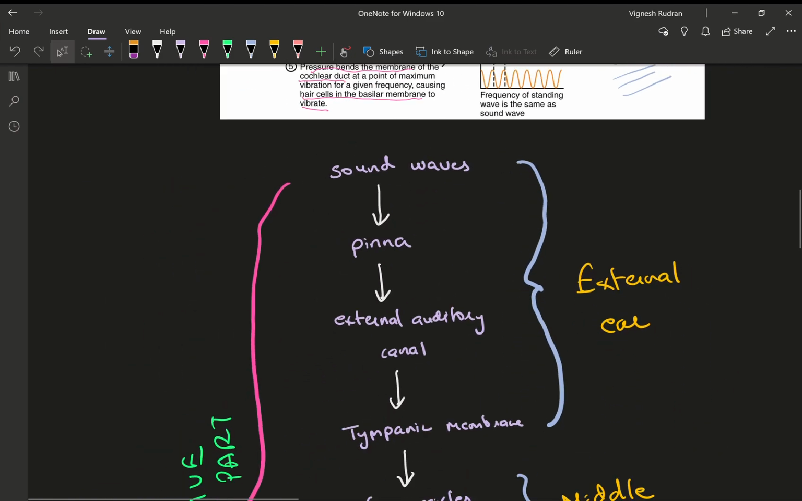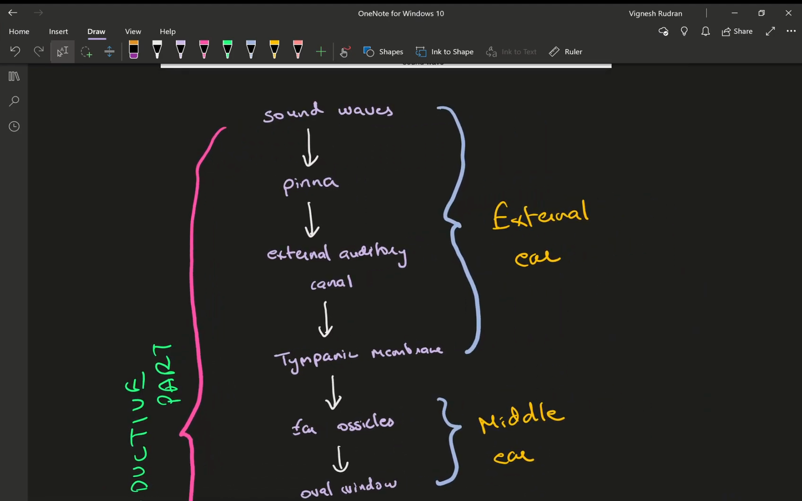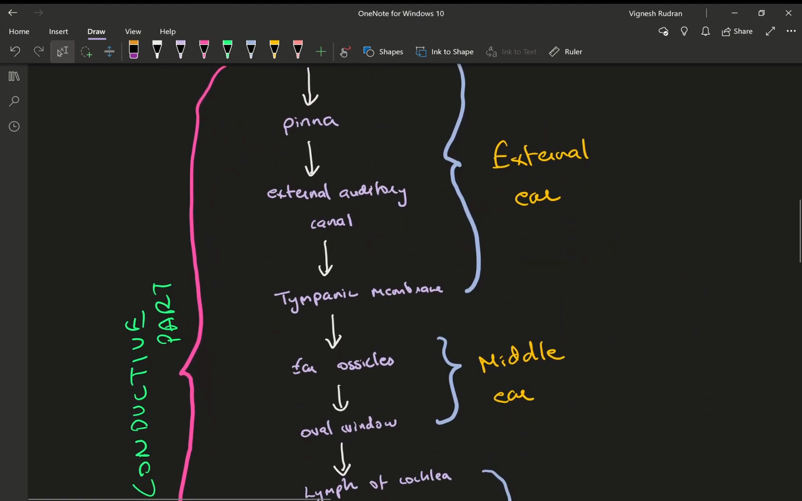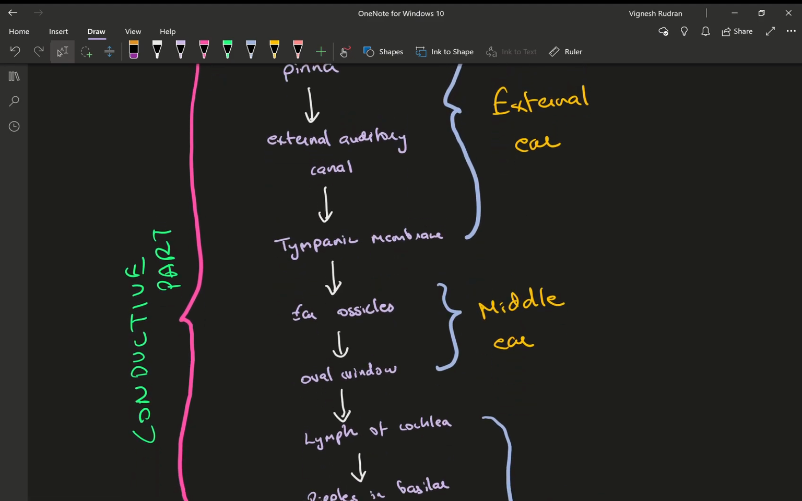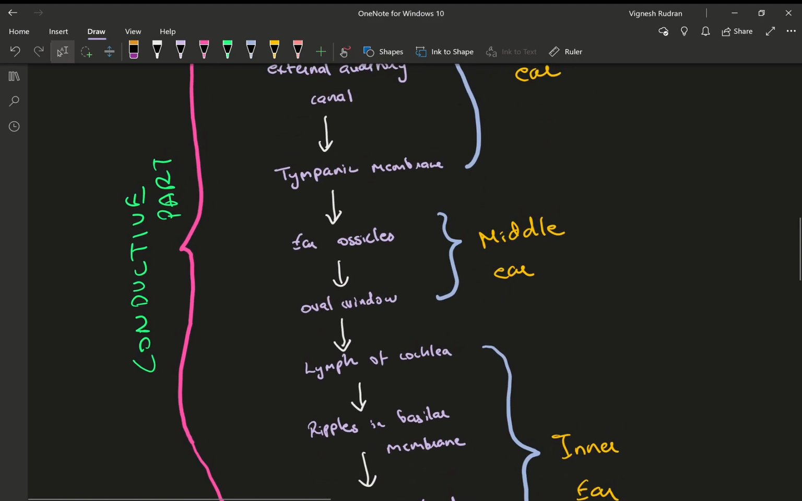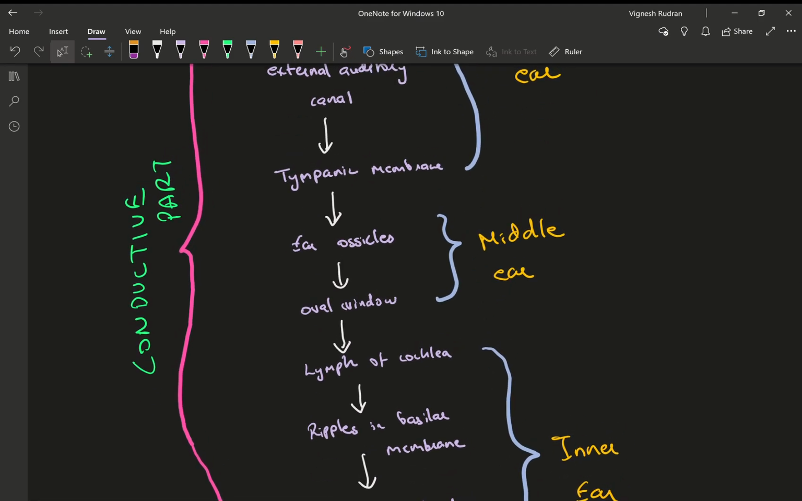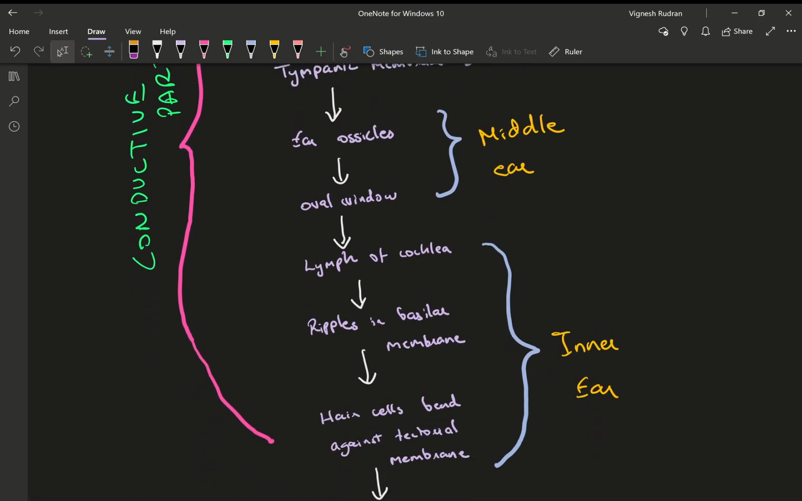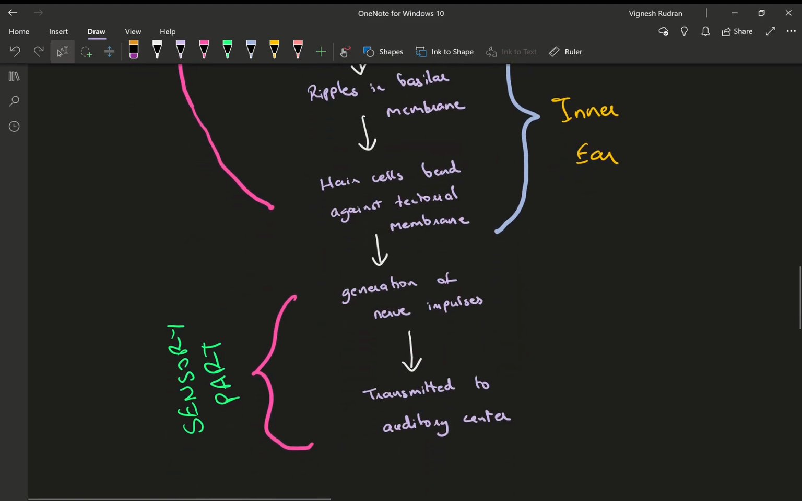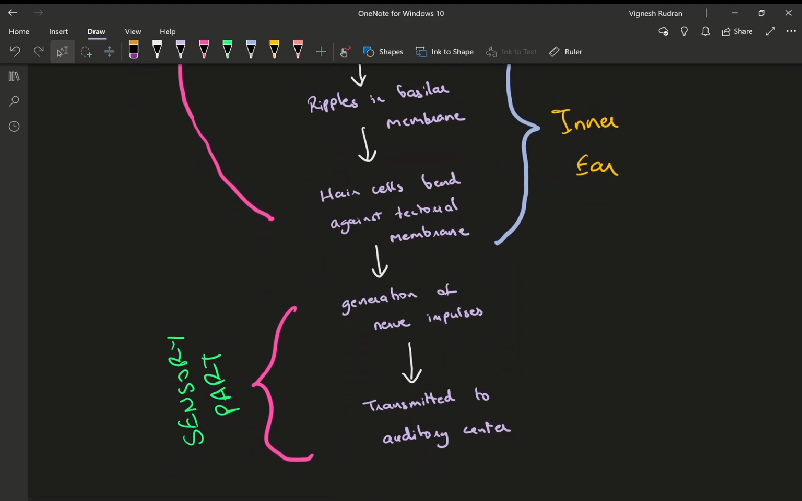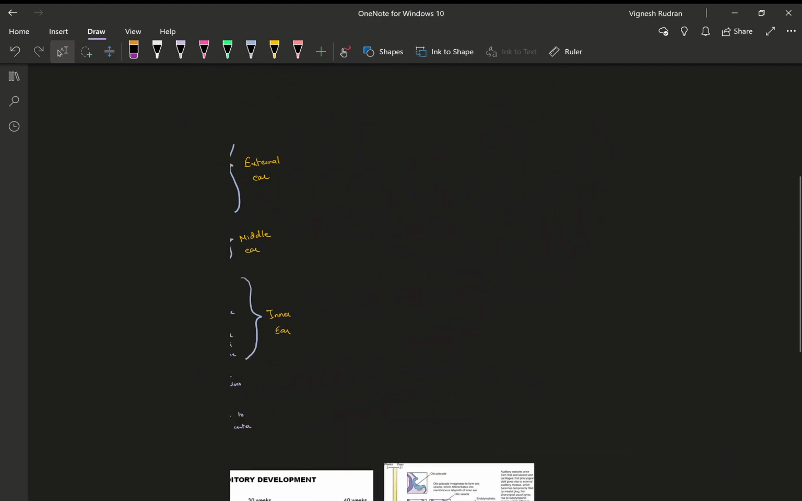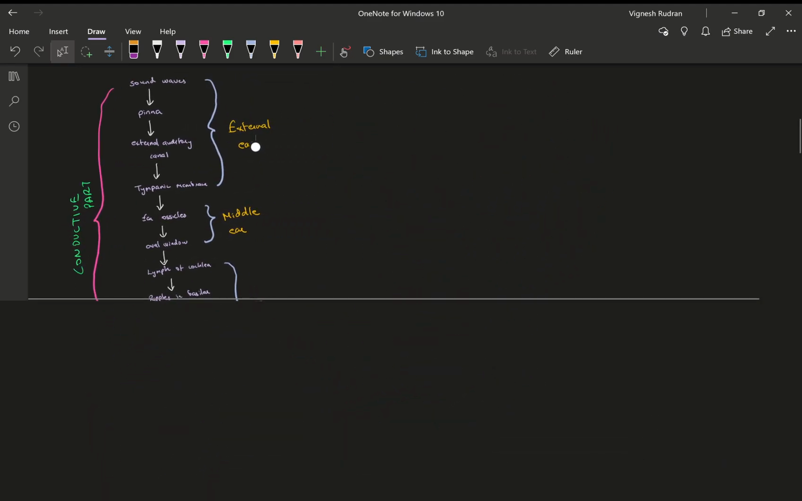So in essence, sound waves are focused into the pinna, and then they're focused by the pinna into the external auditory canal, and the tympanic membrane starts vibrating. The ear ossicles attached to the tympanic membrane transmit this vibration through the oval window to the lymph of the cochlea. This creates ripples in the basilar membrane, which will cause hair cells to bend, and this will cause nerve impulses to be produced, which is transmitted to the auditory center. So that would be your physiology of hearing.